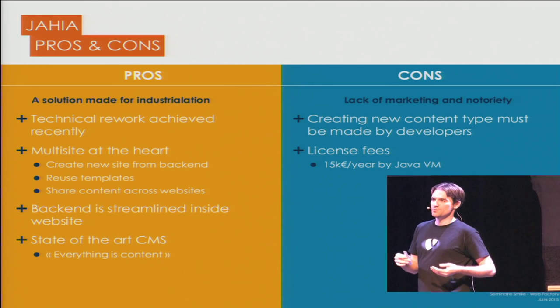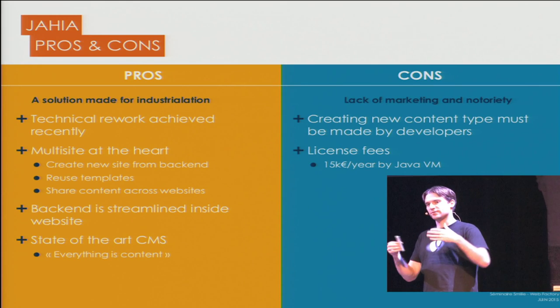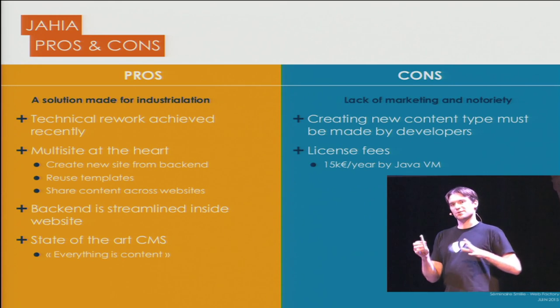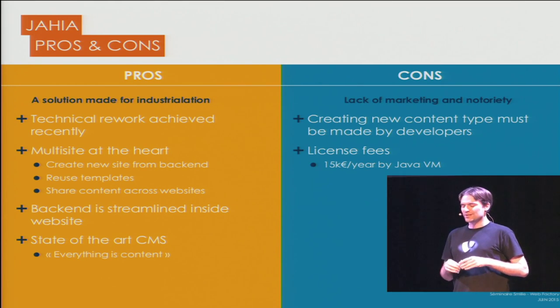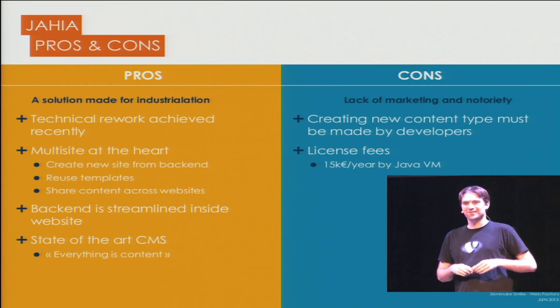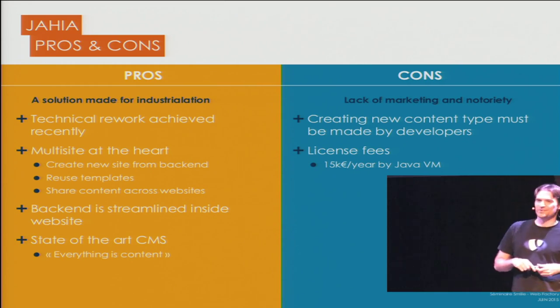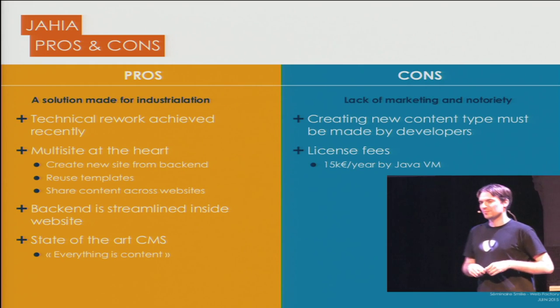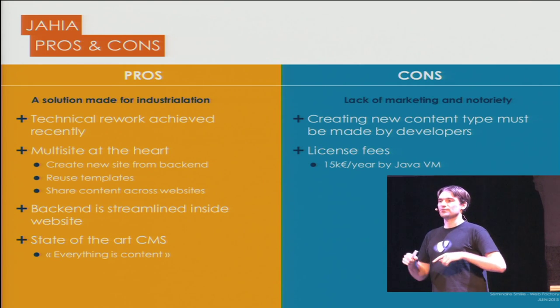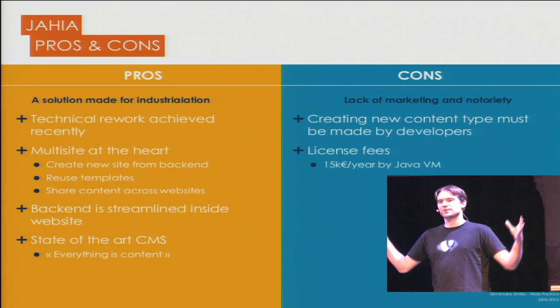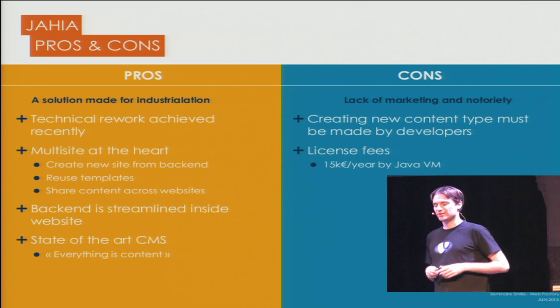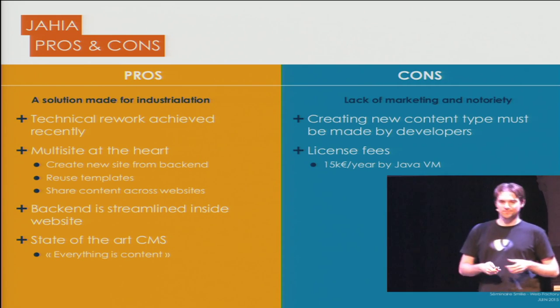Creating new content must be made by developers. You can create new content from the backend, so quite like Typo 3. And you also have some license fee, and it costs a lot, 15,000 euros a year by Java virtual machine. So if you have a very big website, you will need a lot of virtual machines, and it will cost more.